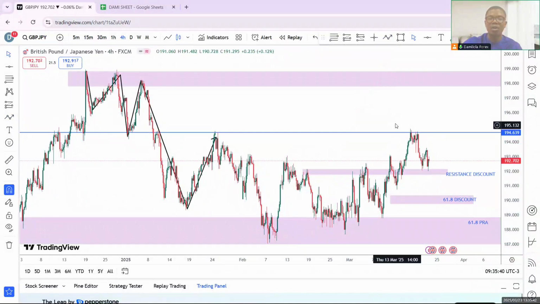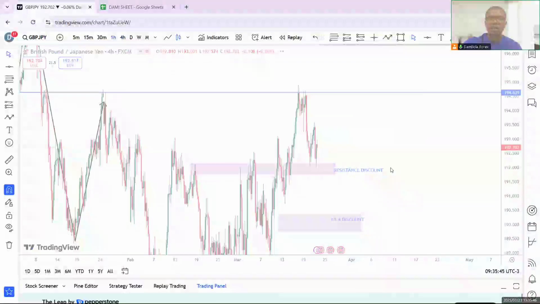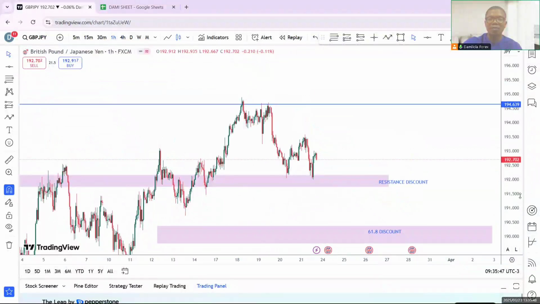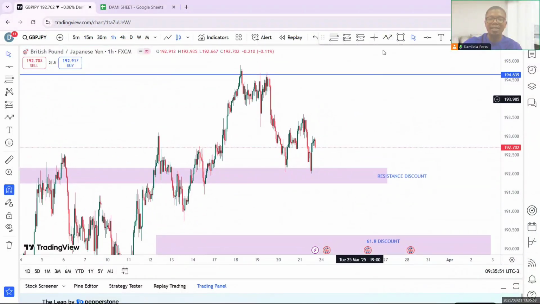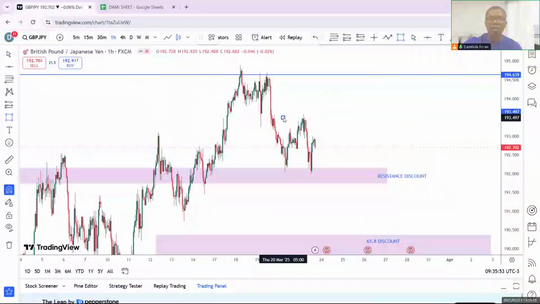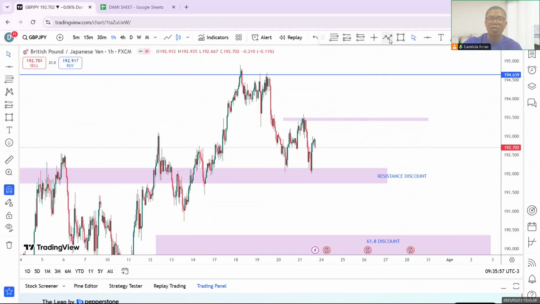Okay, so how do we identify which of these levels prices will come to? That will be done on the 1 hour time frame. So on the 1 hour time frame, we are going to read the structures and identify the last lower high of prices. Okay, so without any iota of doubt, as far as now is concerned, this is the last lower high of prices, and price is currently sitting at a resistance discount.